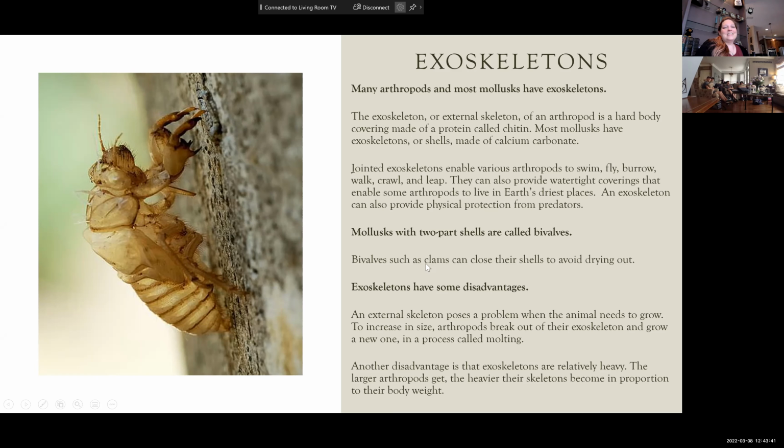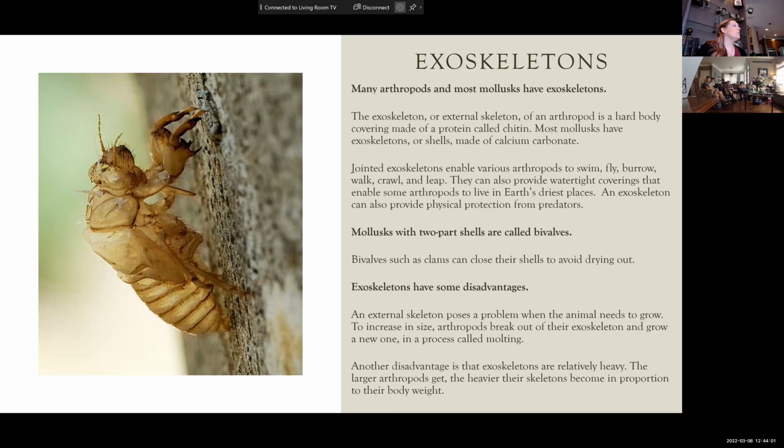Right? So many arthropods and most mollusks have exoskeletons. Some mollusks don't, like a slug doesn't, a snail does, right? And they have this hard body covering made of a protein called chitin. What else is made of chitin? Mushrooms. Mushrooms, that's right. A lot of fungus. Mushrooms in general, fruiting bodies are made of chitin.